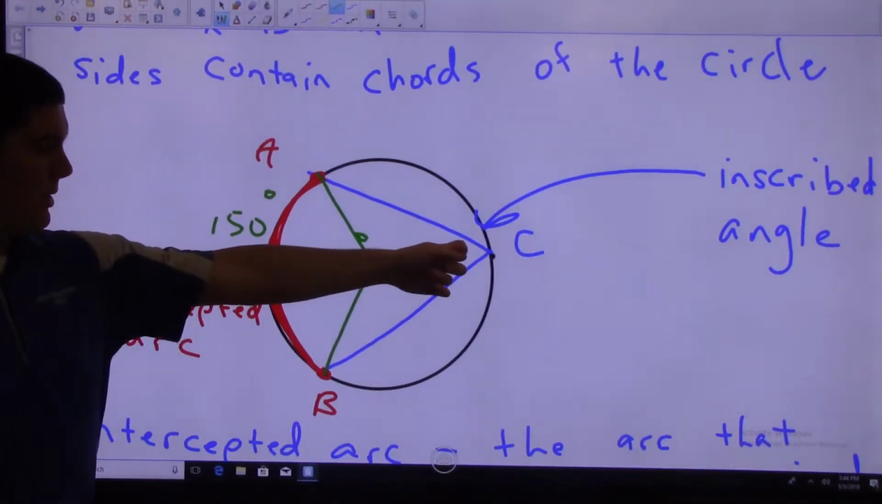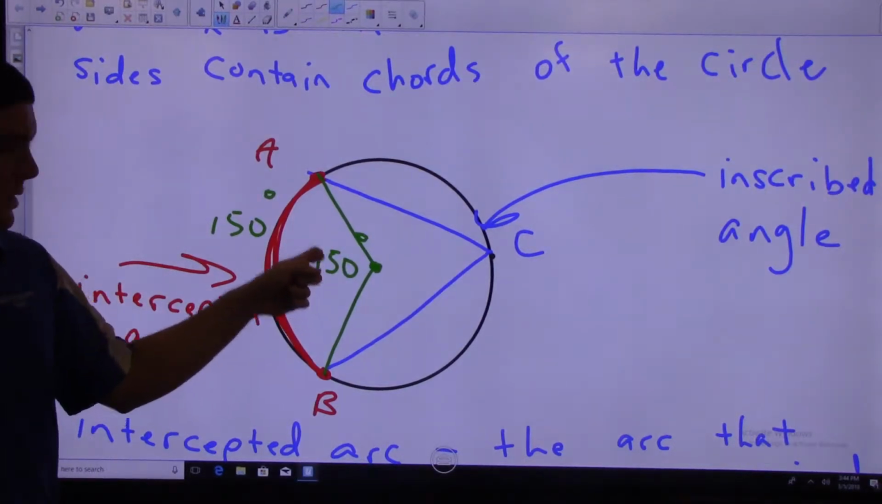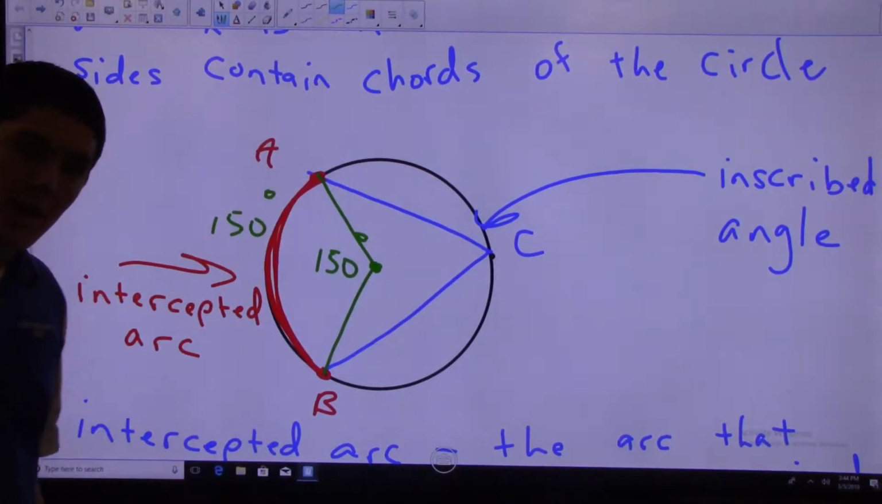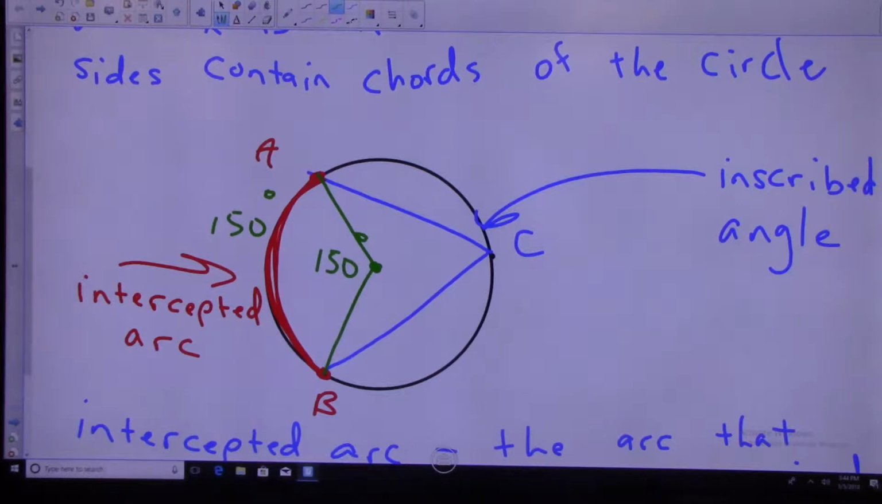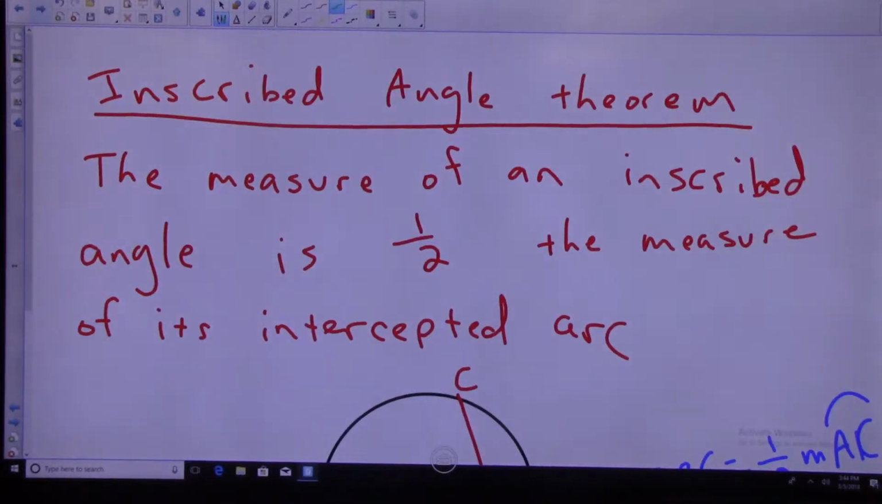But it is definitely going to be less than that central angle that intercepts the same arc. Okay, so how much less? Let's go ahead and write that down. Here it is. This is called the inscribed angle theorem. It says this: the measure of an inscribed angle is half the measure of its intercepted arc.